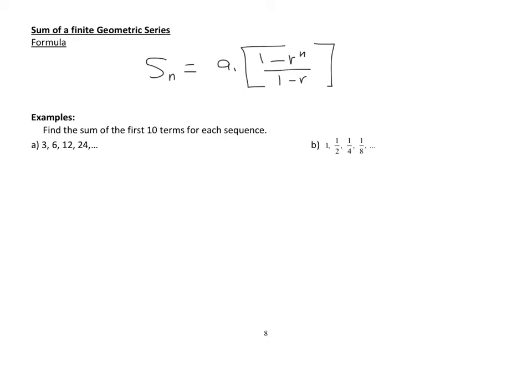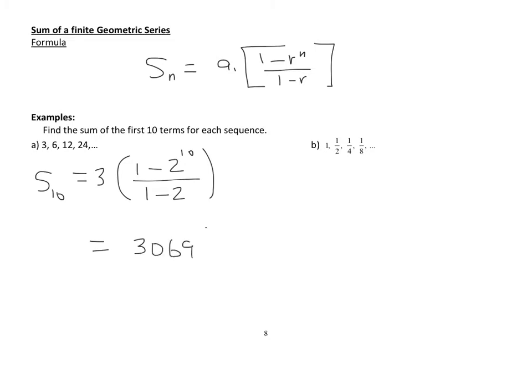So the first one, we need the first 10 terms. So S10 is given by, the first term is 3, and then I'm going to multiply that by 1 minus, what is the ratio? We are multiplying by 2 every time. So this is 2. n is 10 because we are looking for the first 10 terms. And then divided by 1 minus r, which is 2. Then all I need to do is to simplify that. So I just put that in the calculator, and when I do that, the answer is 3069. So that's the sum of the first 10 terms.